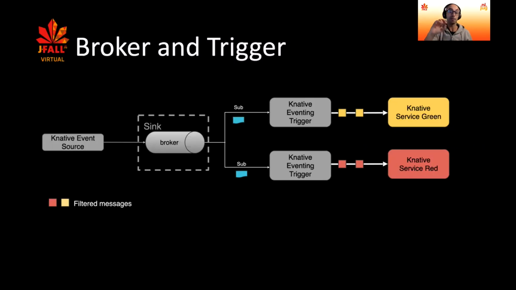So for example, if you receive a message to your broker which contains the word green, then you can configure it to send this message to a service that is called Knative service green, and the same for red, or just taking the message and sending it to a service. So you can do all this kind of stuff thanks to Knative.